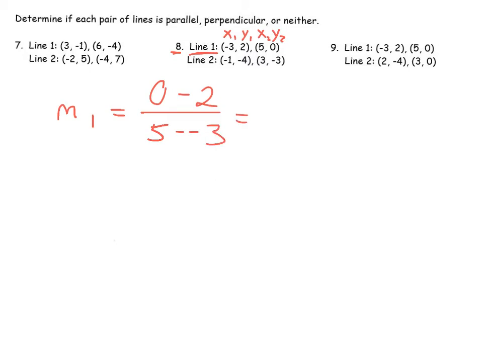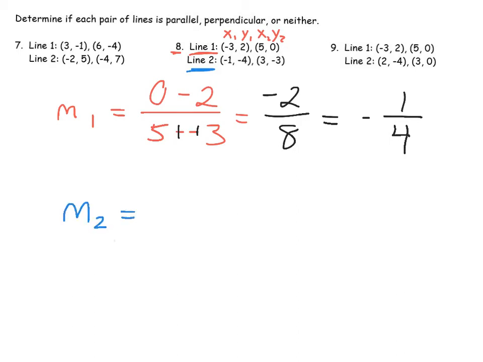Looks like I'm going to end up with negative 2 over, it's going to turn to positive, so it's going to be 8. Now I want to reduce that slope down. It's going to be negative, the whole thing, but it's going to be negative 1 over 4. Next, let's move on and take a look at the slope of line number 2.